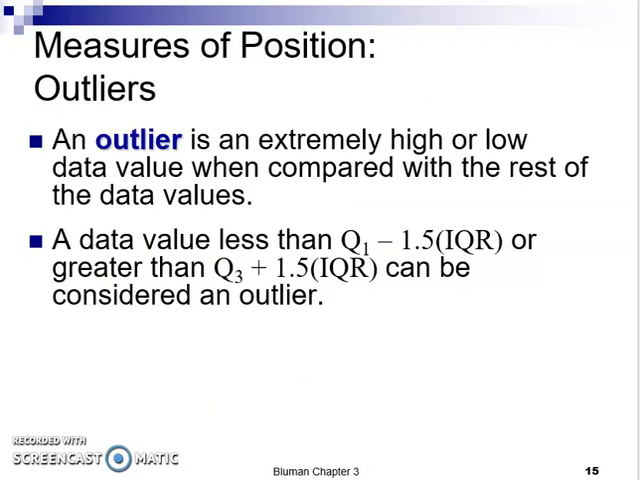Now, an outlier, when we consider quartiles, is an extremely high or low data value when compared to the rest of the data set. There is a process by which we can find out if a value is an outlier or not. The way we do that is we calculate quartile 1 minus 1.5 times the IQR, and quartile 3 plus 1.5 times the IQR. In the next video, I'm going to show you a simpler way of finding an outlier in a set of data.